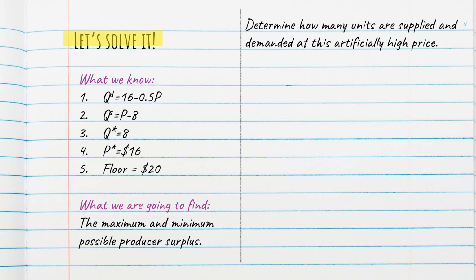How do I know it's artificially high? Because I've taken a look at what I know. The floor is set at 20 and the equilibrium is 16. So we have a binding floor.